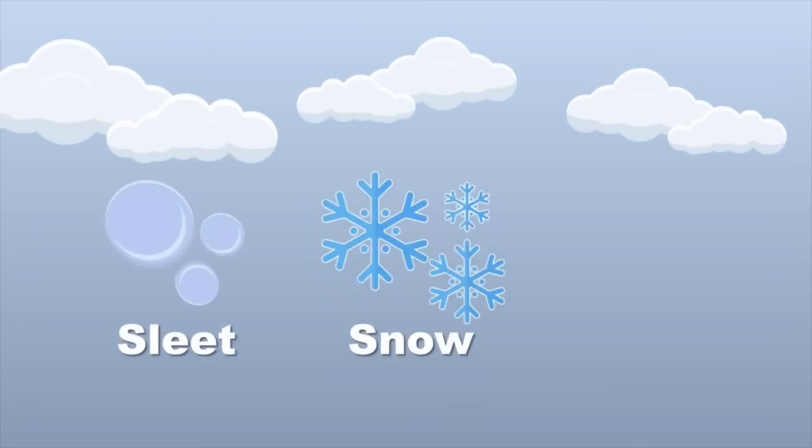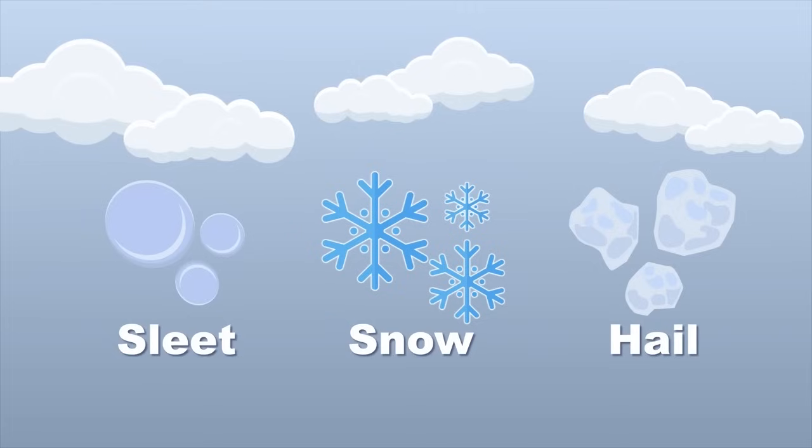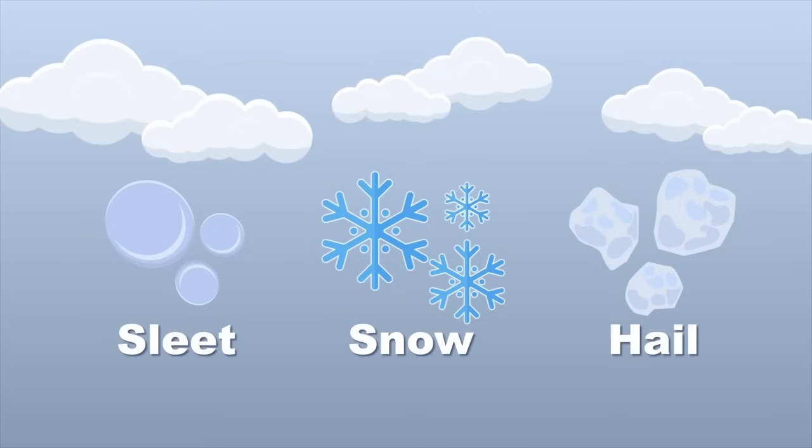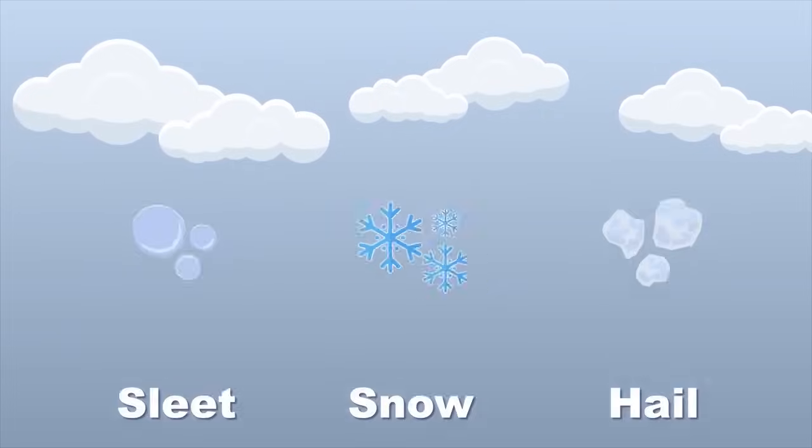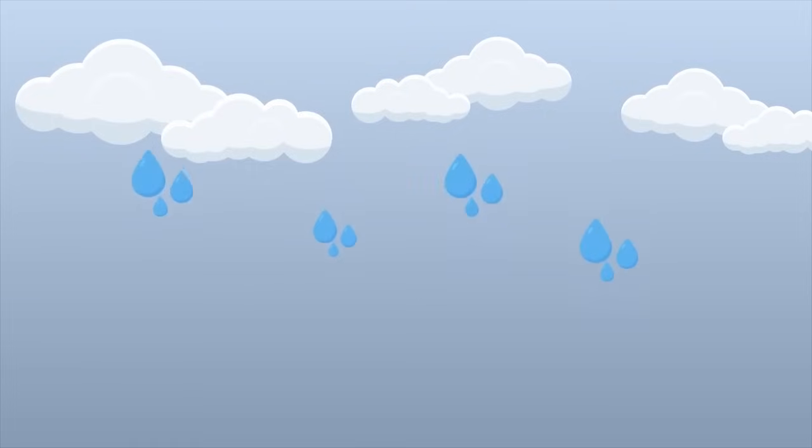Sleet versus snow versus hail. Let's look at what makes them different with this frozen tale. Sleet, snow, and hail are forms of frozen water precipitation, but each is distinct when it comes to its formation. Sleet consists of small ice pellets or frozen raindrops that fall from the sky to the ground, then it stops.